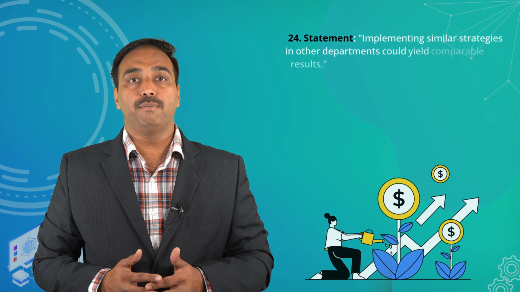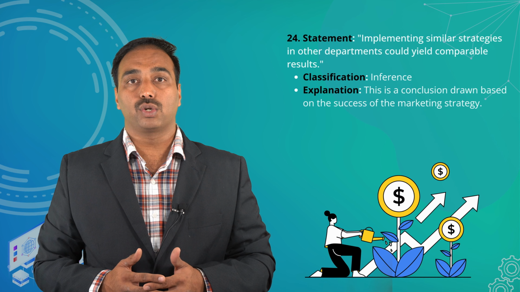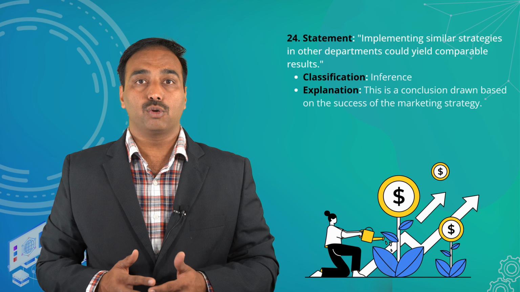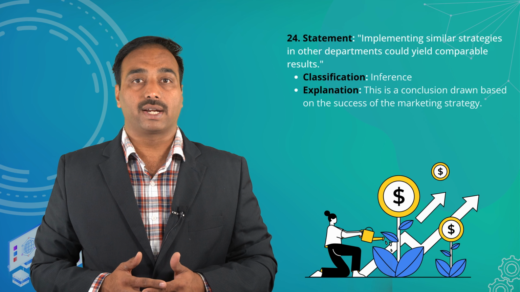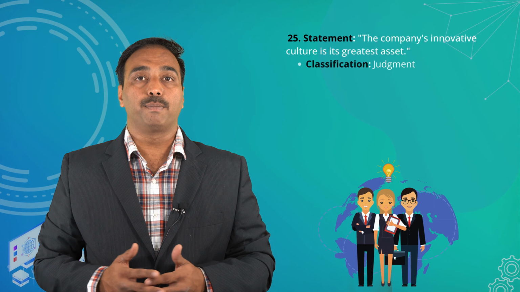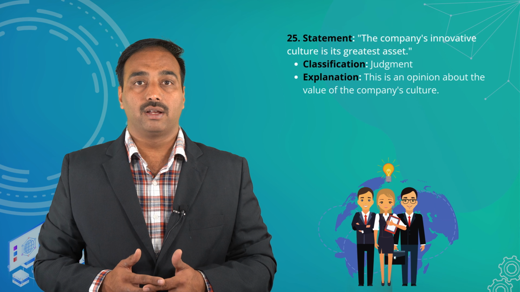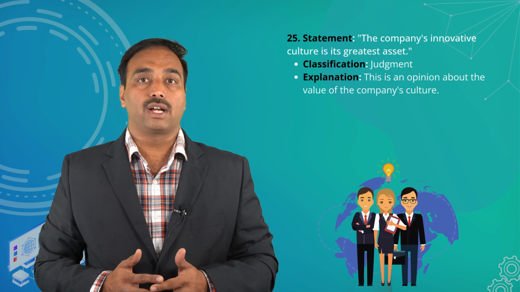Next statement, implementing similar strategies in other departments could yield comparable results. It's an inference because this is a conclusion drawn based on the success of marketing strategy. Next statement, the company's innovative culture is its greatest asset. This is an example of judgment. This is an opinion about the value of the company's culture.